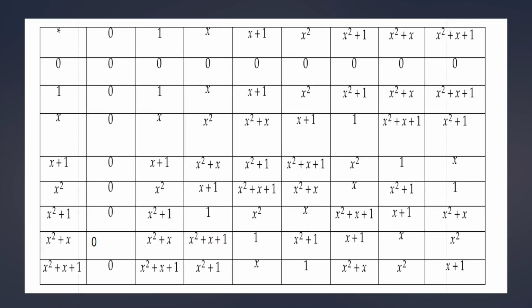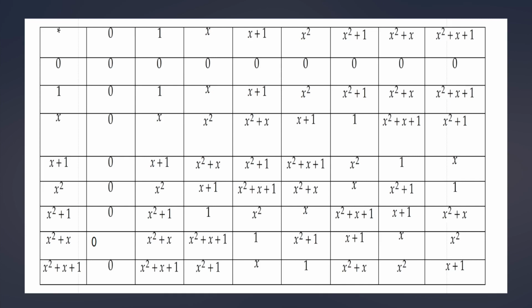Similarly, let us do this for the multiplication part. Again, the 8 elements are represented: 0, 1, x, x plus 1, x squared plus 1, x squared plus x plus 1, and so on. Here also we will have to check them individually for the 7 different cases. For example, let us consider the x times table. x times 0 is 0, x times 1 is x, x times x is x squared, x times x plus 1 is x squared plus x.